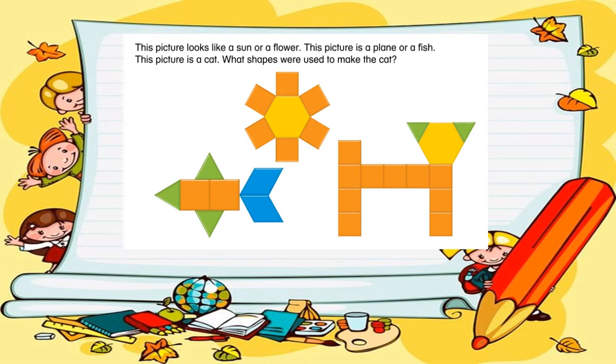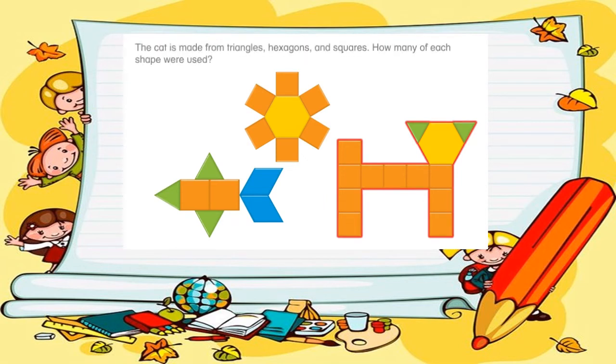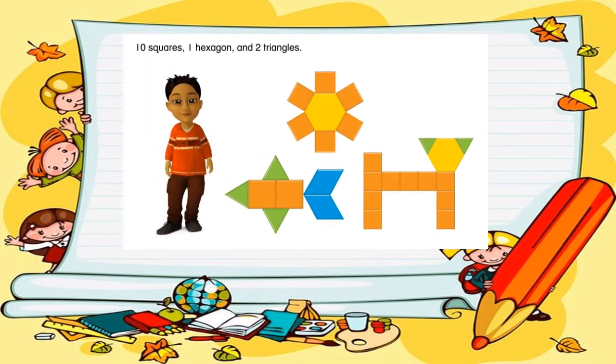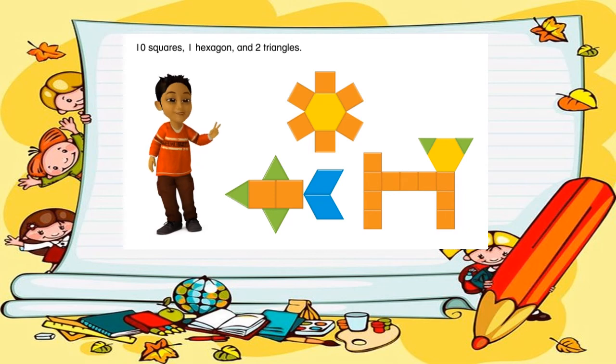What shapes were used to make the cat? The cat is made from triangles, hexagons, and squares. How many of each shape were used? 10 squares, 1 hexagon, and 2 triangles. Now you know about building with 2D shapes.